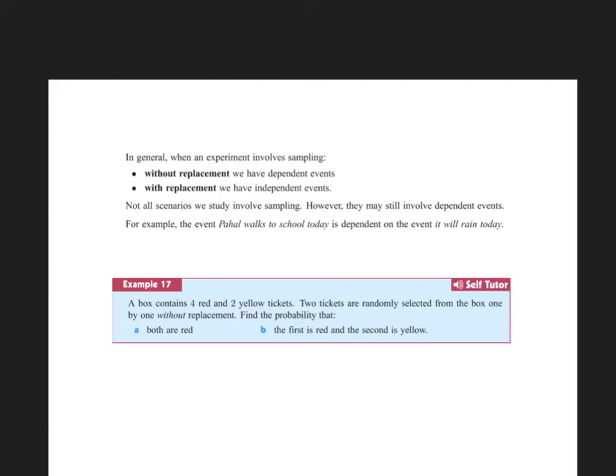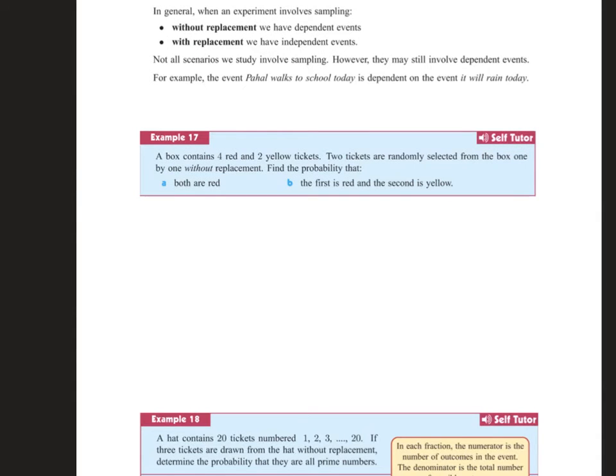So let's take a look at example 17 to ensure that we understand this concept. It says a box contains 4 red and 2 yellow tickets. 2 tickets are randomly selected from the box, one by one, without replacement. Find the probability that both are red and the probability that the first is red and the second is yellow. Without replacement means that the two events are dependent. So go ahead and try this on your own. The very first thing I'm going to do is I'm going to define my events. I'm going to call big R that the ticket is red, so red ticket.